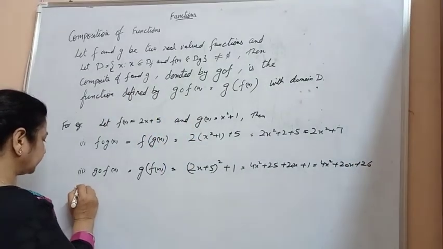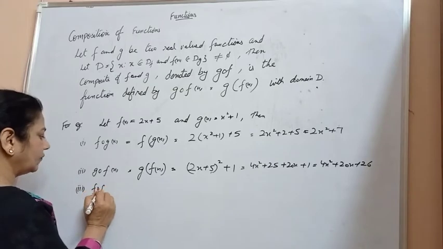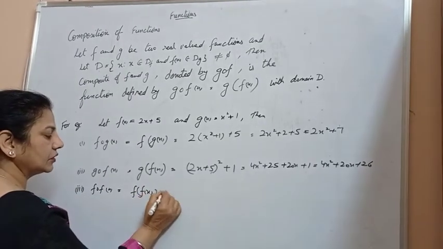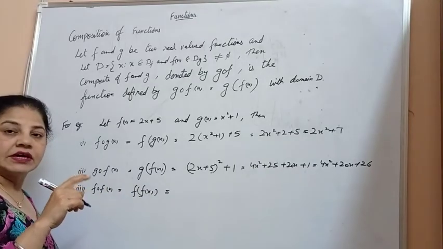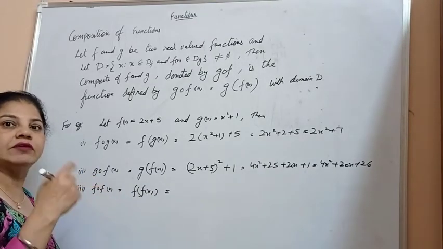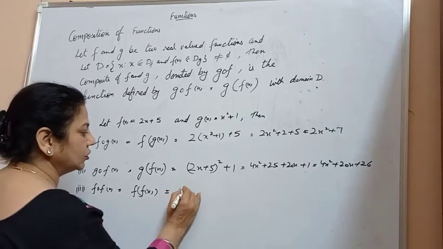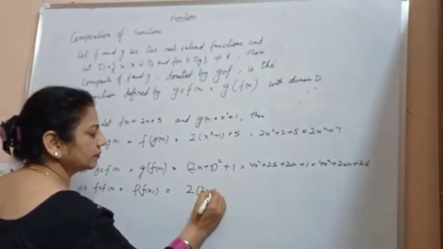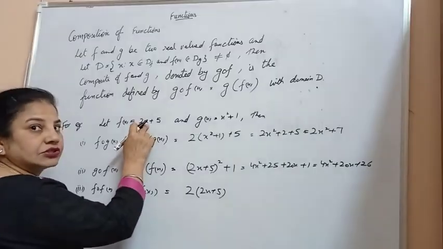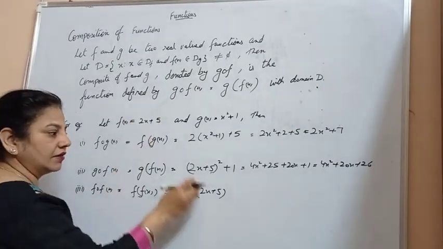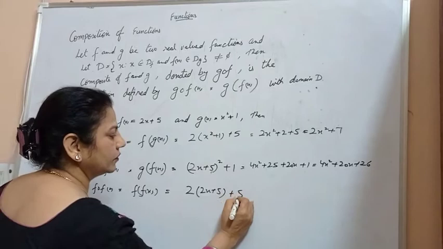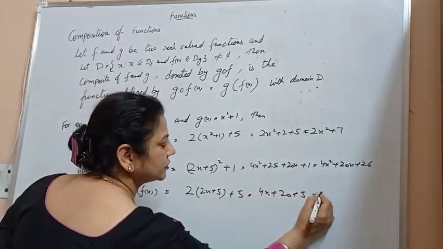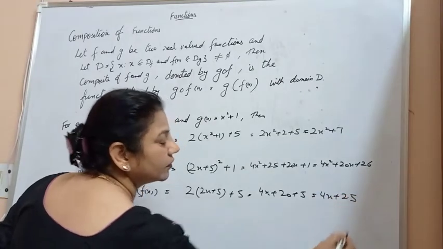Again, f(f(x)), that means f of the function f(x). So in the function f(x), instead of x, I will put the function f(x) itself. So 2 times the function f(x) itself, 2x + 5, plus 5. Because instead of x, I have to put the function f(x). On solving, I get 4x + 10 + 5, which is equal to 4x + 15.